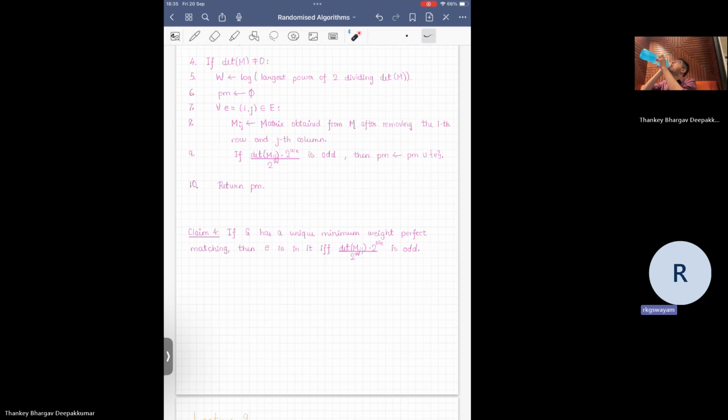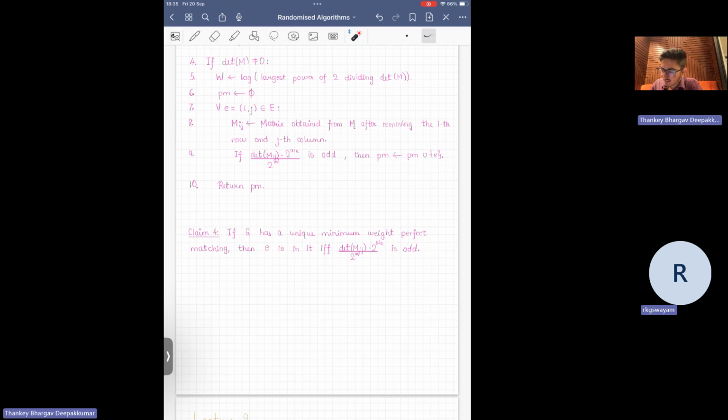I could not hear your last two lines properly. So if this algorithm allows the inclusion of both edges, which is not right, because if we continue like this, eventually all the edges will get included into the perfect matching. So after that, what did you say?